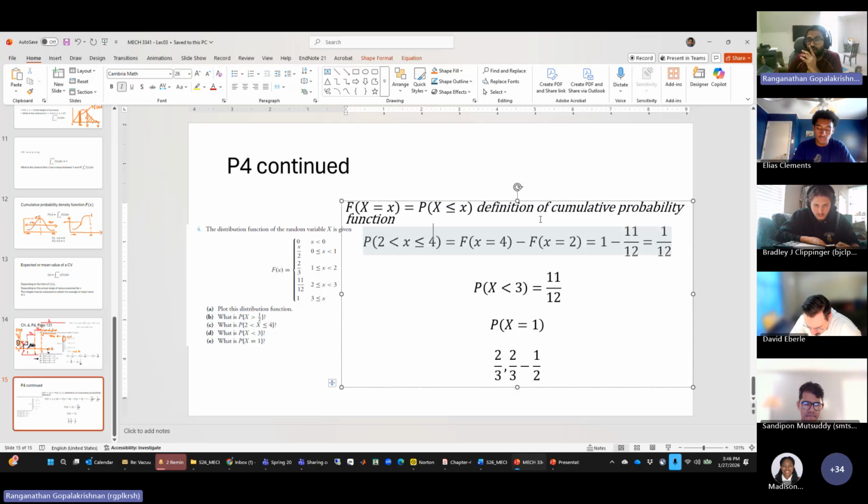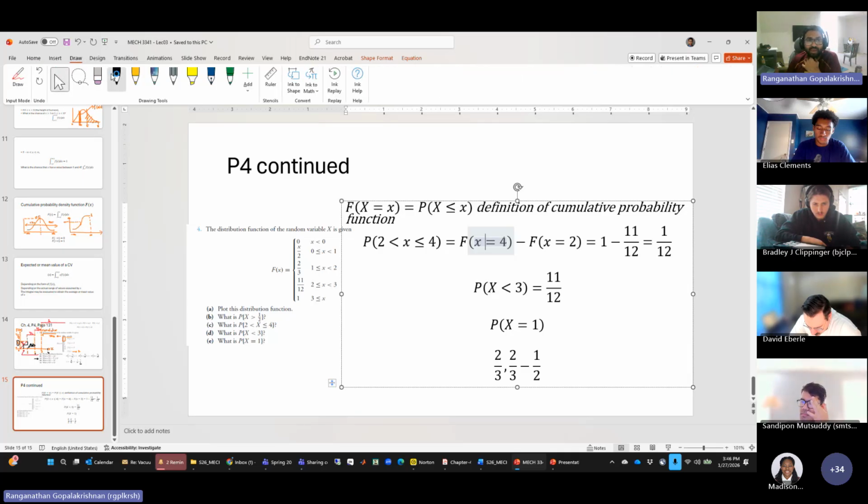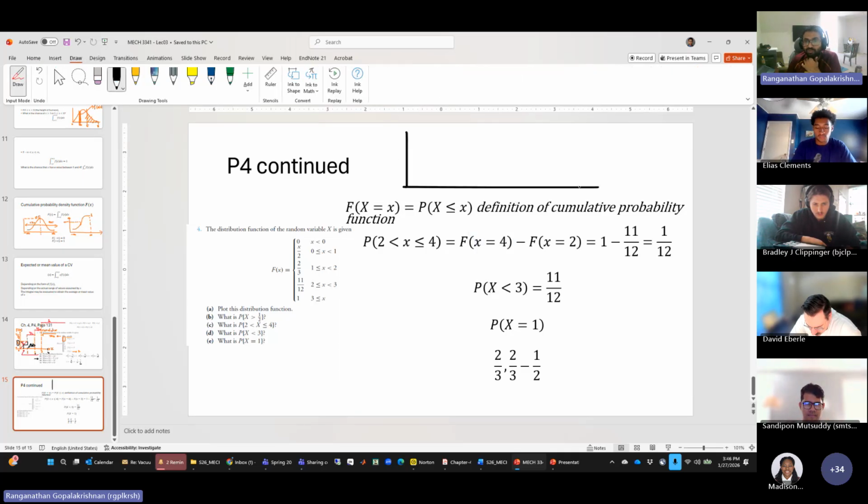So when we write the probability that x assumes values between 2 and 4, that's like asking, I'll draw it to make it more visual. So if you have, let's say, discrete values here. Let's say this is 2, this is 4. If I say F of 2, that represents everything to the left of 2.